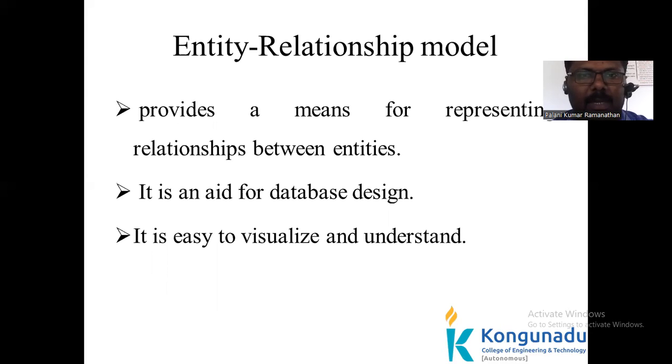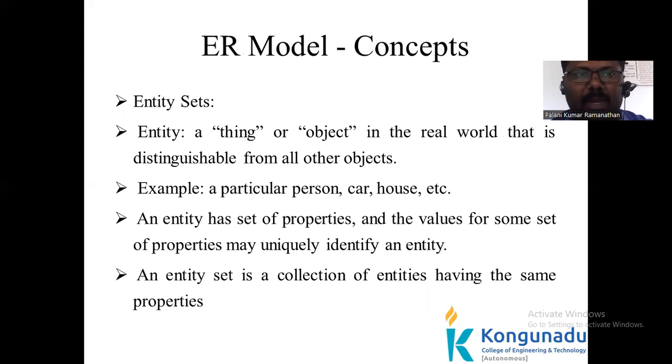Again, we go with the same definition. The entity relationship model provides a means for representing the relationship between entities. By using this model, we can visualize and understand concepts easily. Here we use concepts like entity sets. An entity is a thing or object in the real world that is distinguishable from all other objects. Examples: person, car, house. An entity has a set of properties, and the values of some properties may uniquely identify an entity. For example, for a student entity, the register number is an attribute, and through the register number we can identify the remaining attributes very easily.